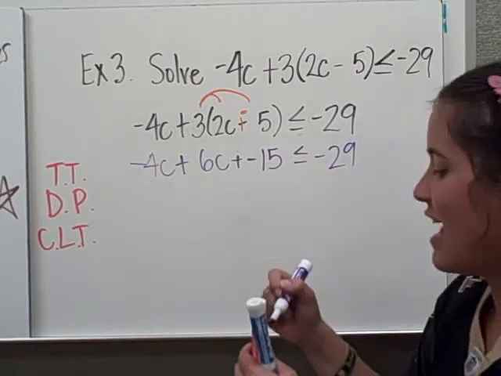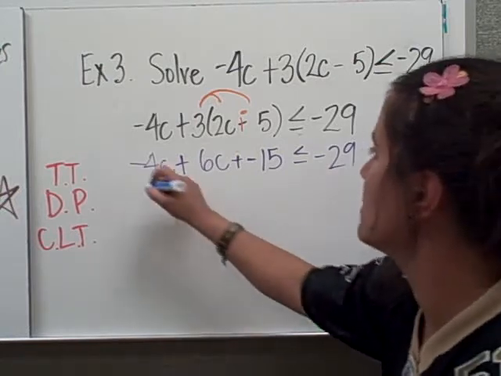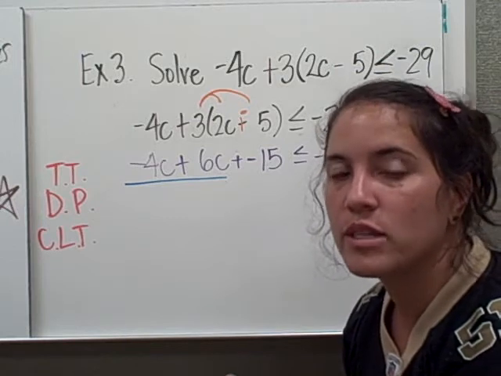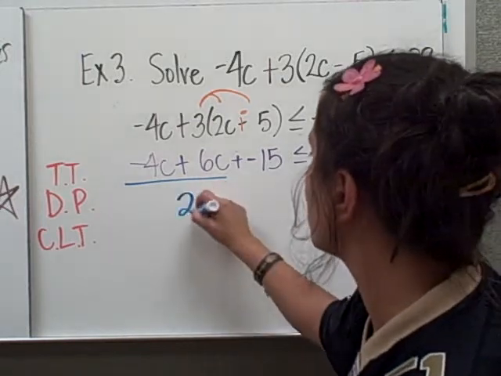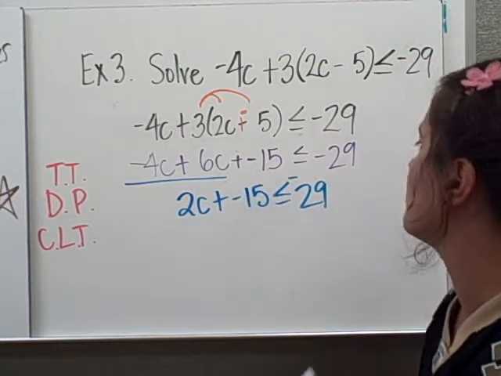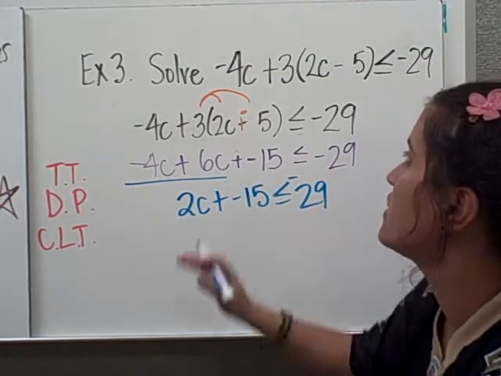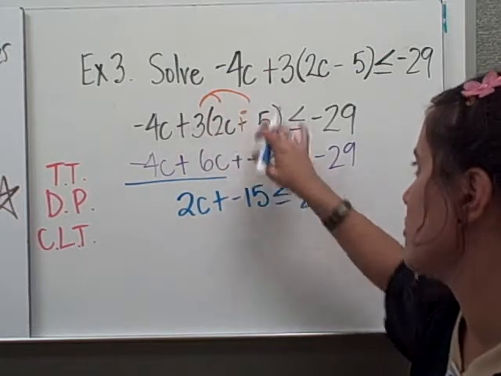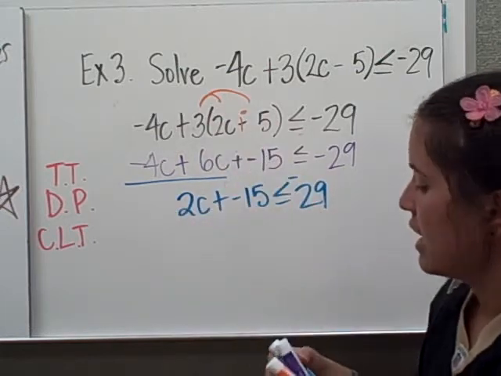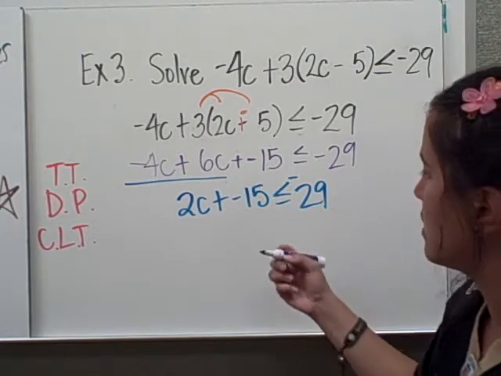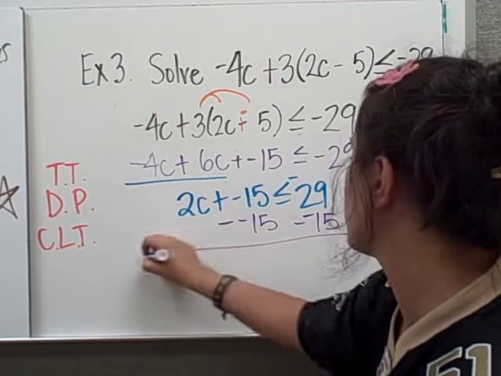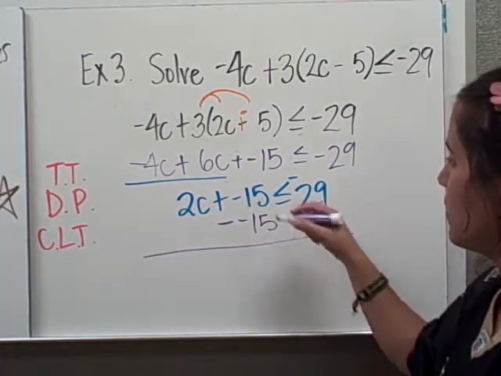So we've distributed. Now let's combine like terms. Negative 4c plus 6c is 2c, plus negative 15 is less than or equal to negative 29. So I've done everything. I've touched twice. I've distributed. I've combined like terms. Now I have a two-step inequality, and I'm going to undo the addition first. So I need to minus negative 15 from both sides.